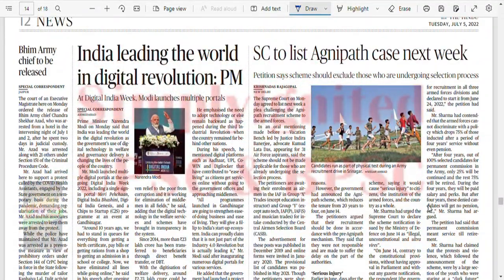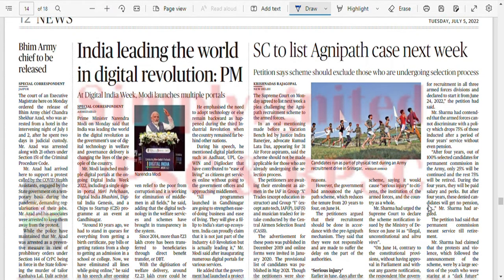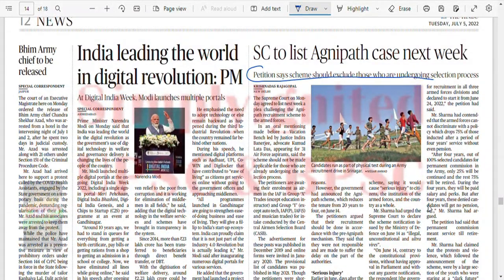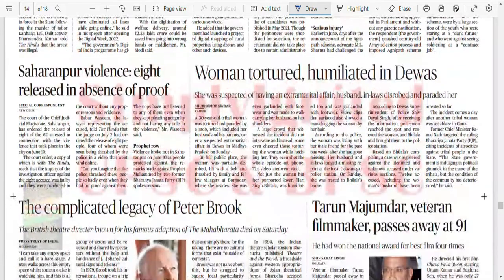SC to list Agnipath case next week. This is a very important point. People who have gone through the selection process should actually be allowed this time.